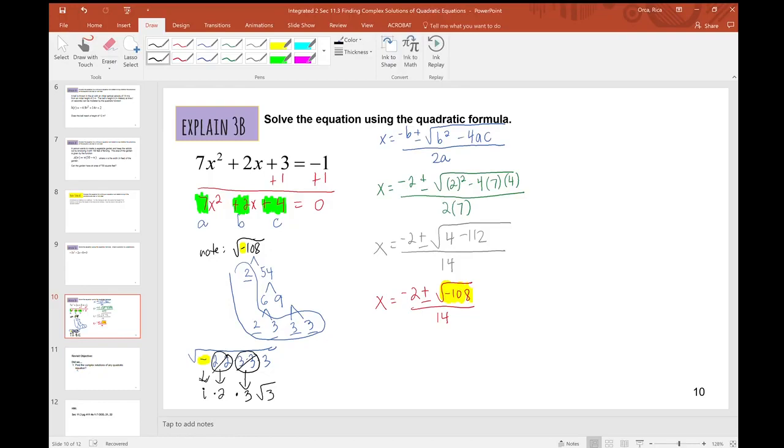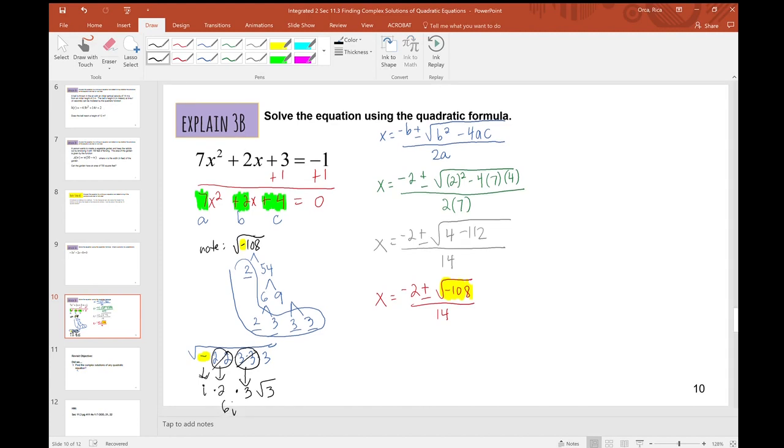Remember, the negative came out, and the negative turned into i. So if I make this a little neater, I have i times 2 times 3, which is also 6i radical 3. So class, the square root of negative 108 is just 6i radical 3. Let's go back to our problem. x equals negative 2 plus or minus square root of negative 108, and once again, that's 6i radical 3 over 14.